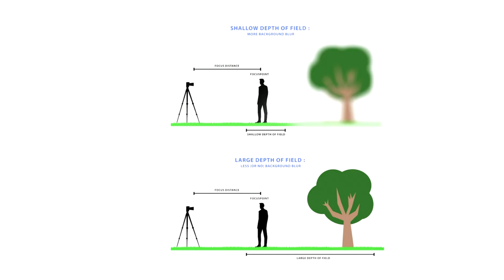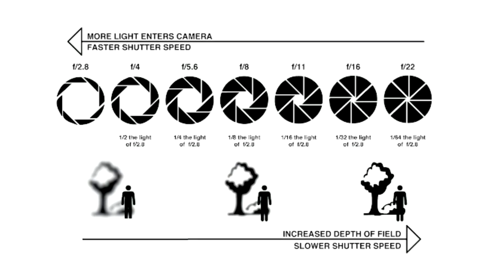Now let's discuss depth of field, DOF. Depth of field refers to the range of distance within a scene that appears acceptably sharp in your image. It is influenced by three main factors: aperture, focal length, and the distance between the camera and the subject. The aperture of the lens controls the amount of light entering the camera and affects the depth of field. A larger aperture, smaller f numbers such as f2.8, results in a shallow depth of field, meaning only a small part of the image will be in focus while the background and foreground are blurred.